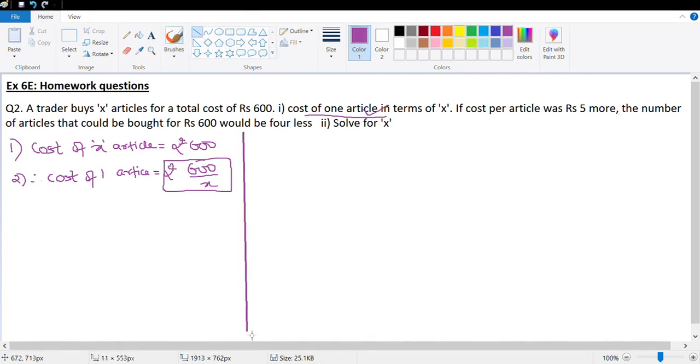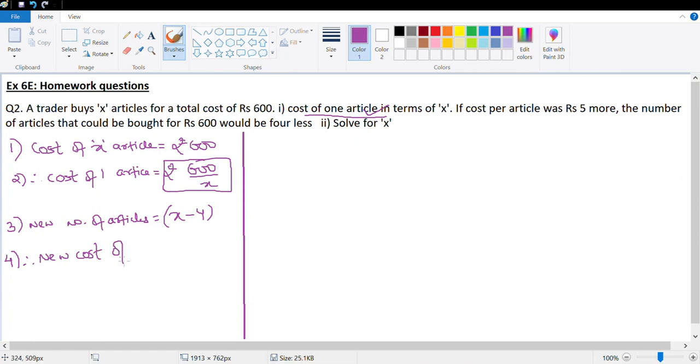Let's look at the next part. It says if the cost of the article was rupees 4, the number of articles that would be bought would be 4 less. Okay, so new number of articles would be X minus 4, and the total amount still remains the same, which means rupees 600. Therefore, the new cost of one article would now be equal to rupees 600 upon X minus 4, right? Total money upon total number of articles, that's the cost of one article.